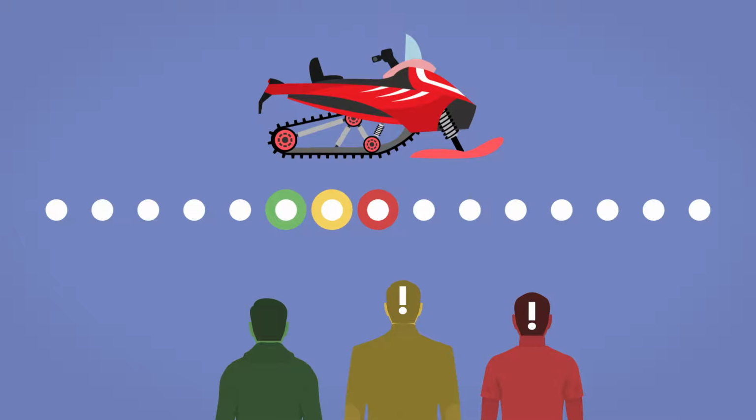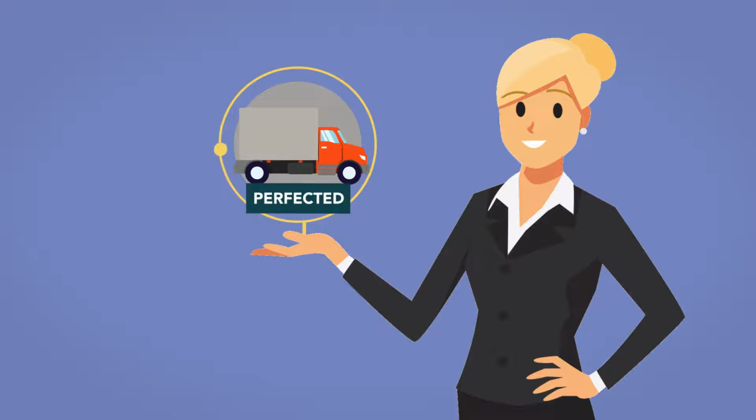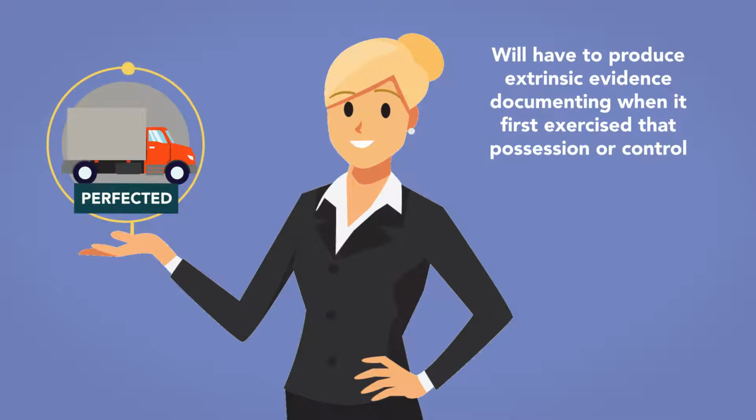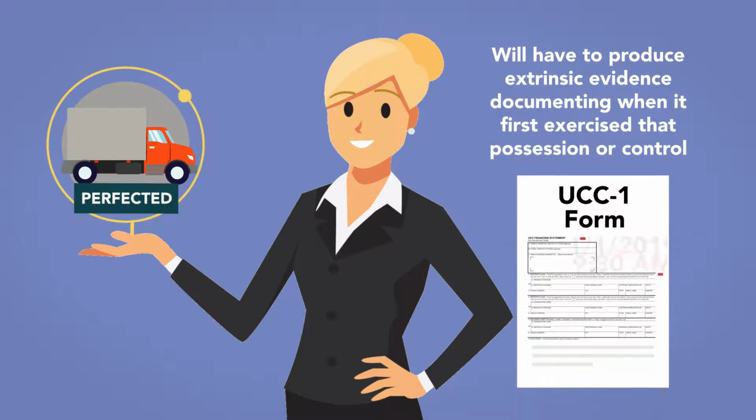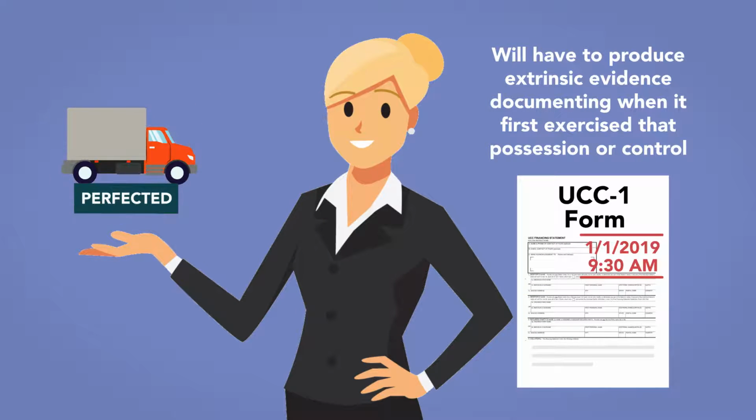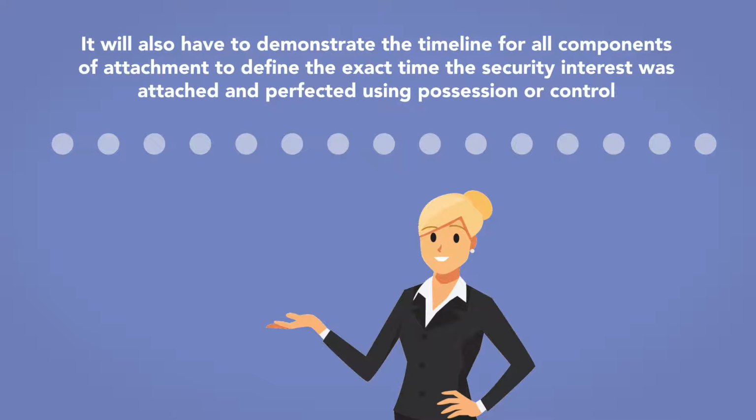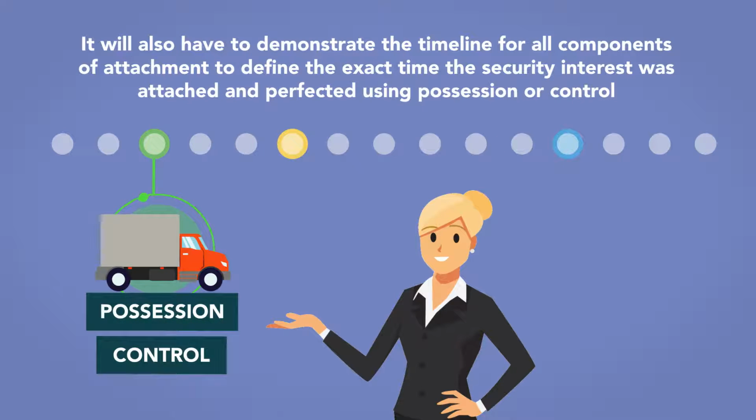When a secured party perfects its security interest by possession or control of the collateral, it will have to produce extrinsic evidence documenting when it first exercised that possession or control. In most cases, it will also have to demonstrate the timeline for all components of attachment to define the exact time the security interest was attached and perfected using possession or control.